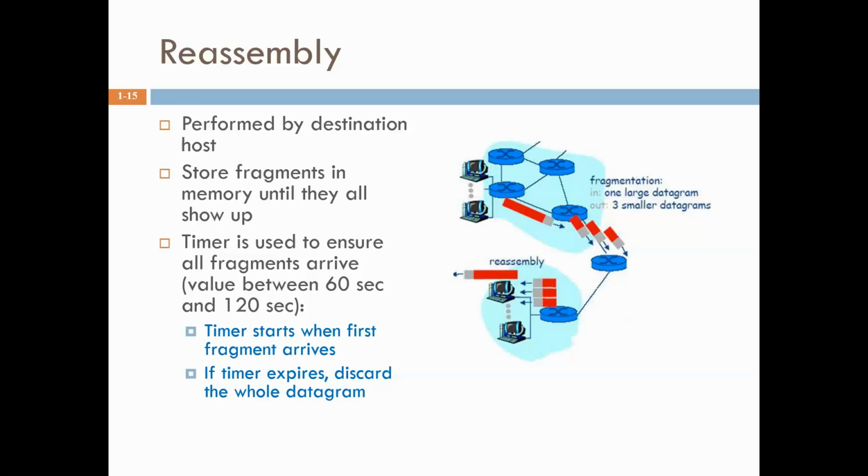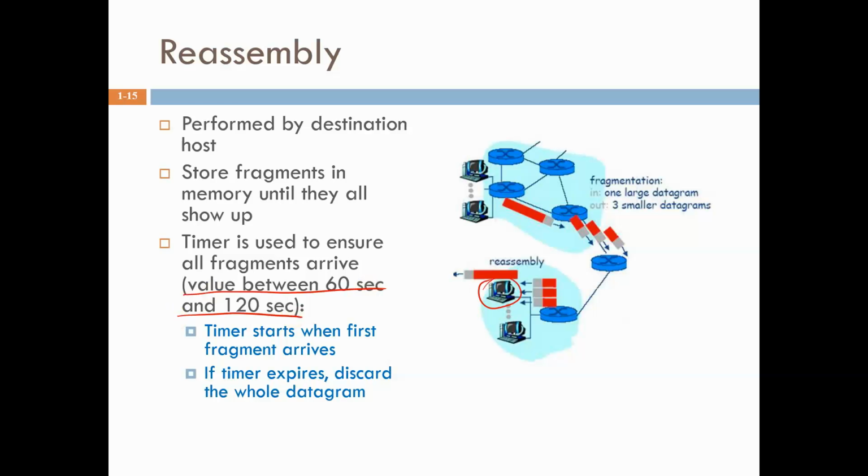What happens is, let's say this is the final destination of the packet. Once it receives the first fragment, it will start a timer, and the timer is typically between 60 seconds and 120 seconds. If it receives all the fragments of the packet, then it's going to reassemble these fragments and give the packet to the transport layer. If even one fragment is lost, then the end device is going to throw all the remaining fragments away and leave it up to the transport layer to recover from this error.